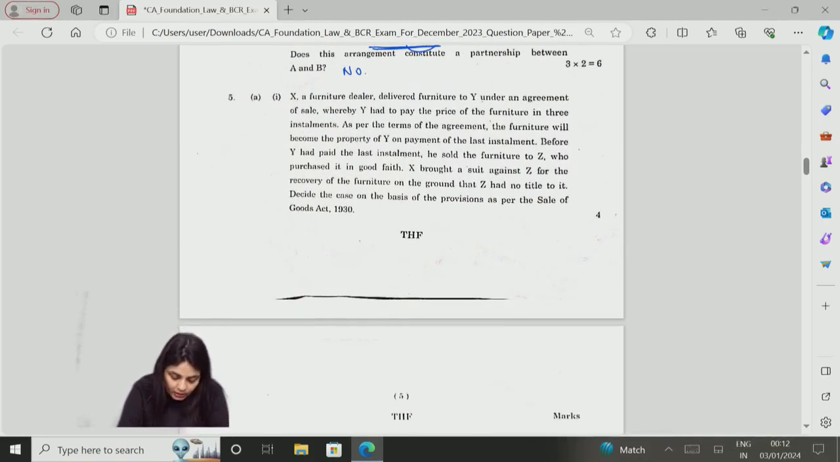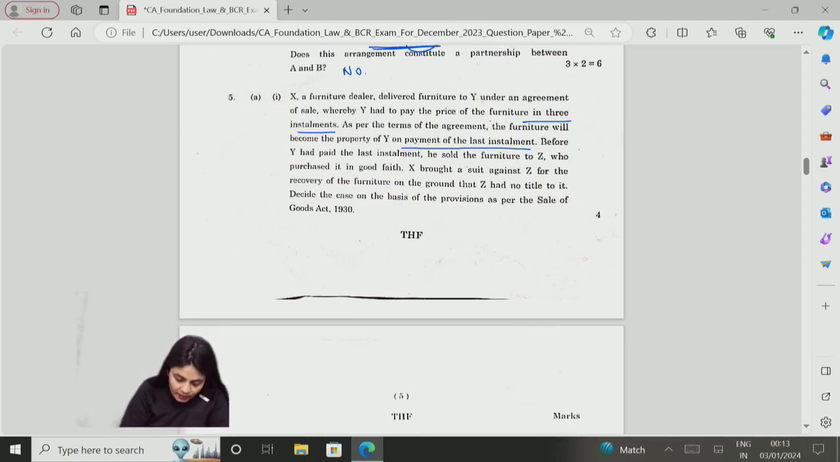X, a furniture dealer, delivered furniture to Y under an agreement of sale, whereby Y had to pay the price of the furniture in 3 installments. As per the terms of the agreement, the furniture will become the property of Y on the payment of the last installment. Now, seeing the last installment, you will be like, this is hire purchase. But it can be agreement to sell also, because agreement to sell is when the ownership is transferred on a future date after the fulfillment of certain conditions. Here the condition is payment of the last installment.